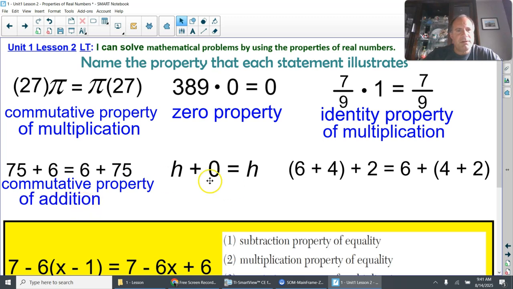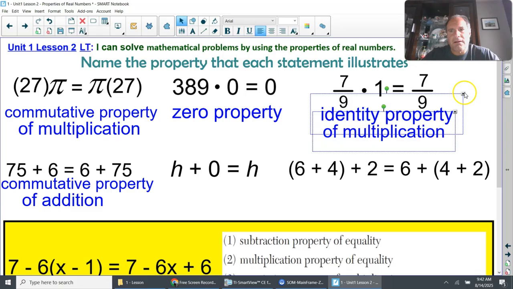All right, what we're going to talk about is h plus 0 equals h. Start with one thing, end with the same thing. It is identity property of addition.